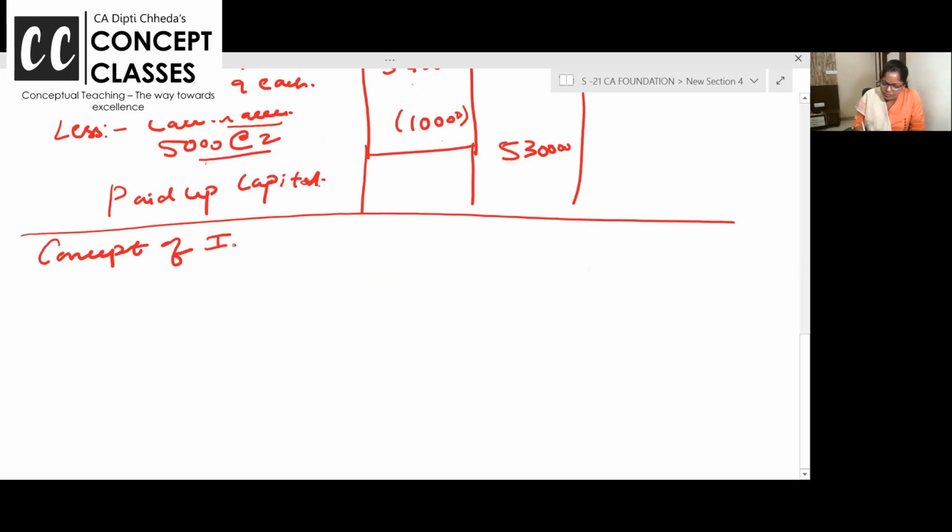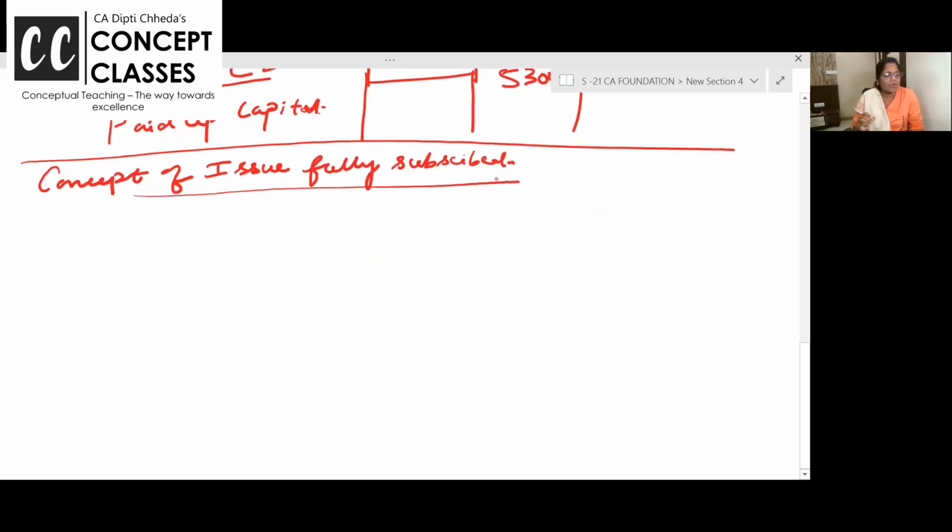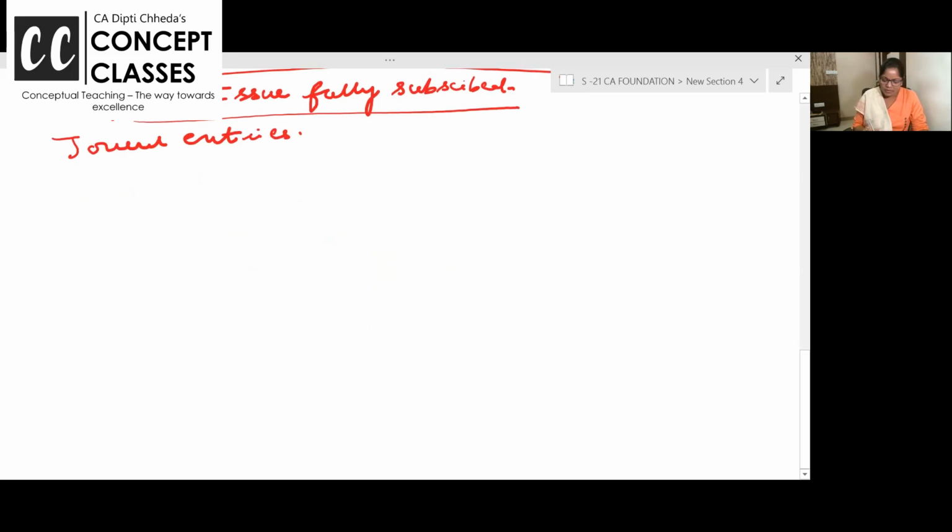Concept of issue fully subscribed. The whole subscription has happened. So we have to just write the journal entries. And the date is also not given, so we can just give the numbering and write down.